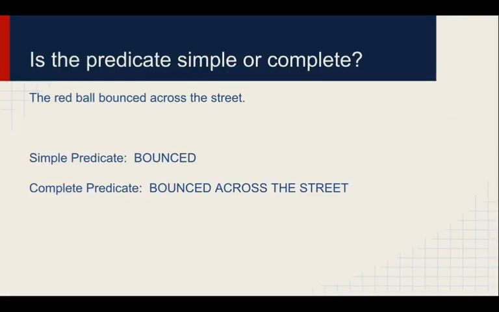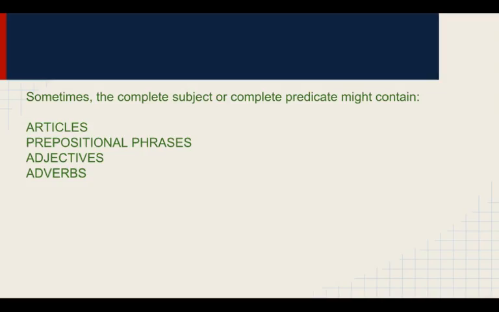So, in our sentence, the red ball bounced across the street. Bounced, by itself, is our simple predicate. That is a verb. However, bounced across the street is our complete predicate. Sometimes the complete subject or complete predicate might contain other parts of speech, including articles, prepositional phrases, adjectives, and adverbs.